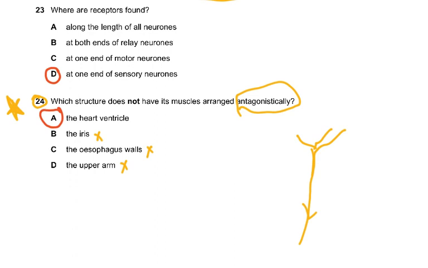Atria contract, blood goes into the ventricle. So atria and ventricle, that's two different things, not the ventricle alone. The heart ventricle does not have antagonistic muscles. So this is what you had to understand in question 24.